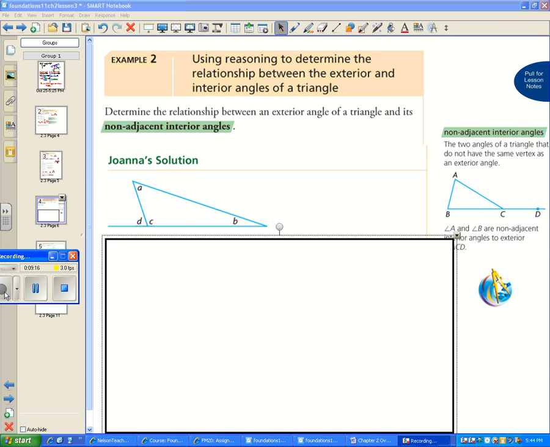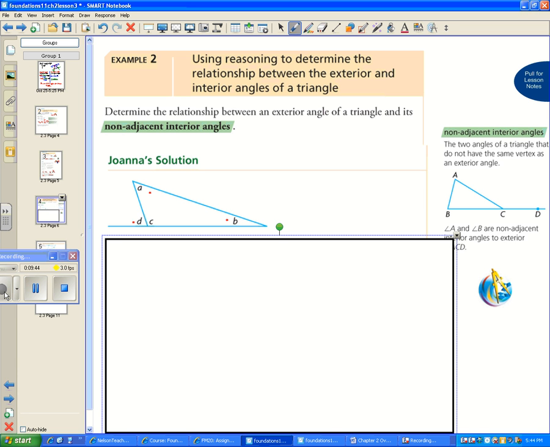So we're going to try and figure out this relationship. So we want to determine the relationships between an exterior angle and its non-adjacent interior angles. So non-adjacent means two angles of the triangle that do not have the same vertex. So the non-adjacent angles to angle D are angle A and B. They do not share a vertex with angle D.